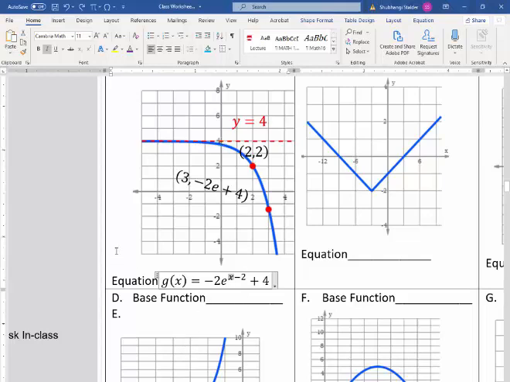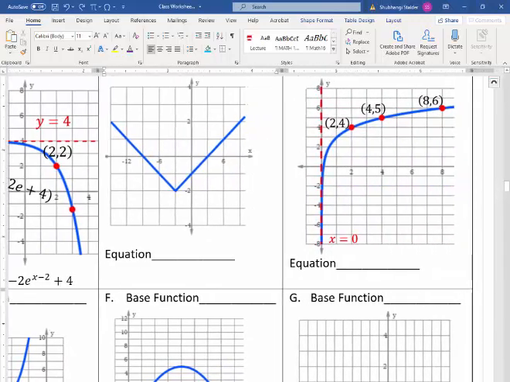Any questions on 2A? Anything at all? All right, let's move to 2. You do that on your own. Let's see what you got.